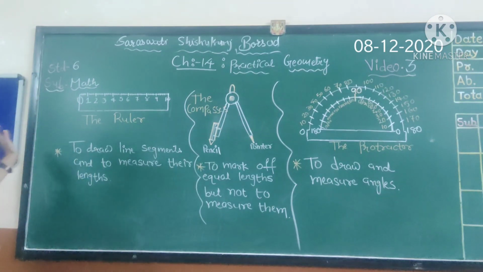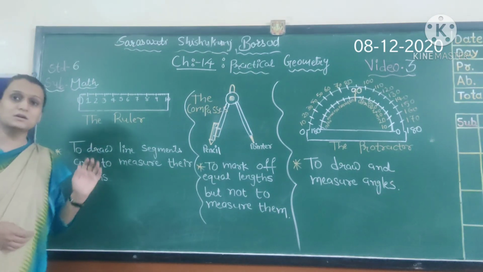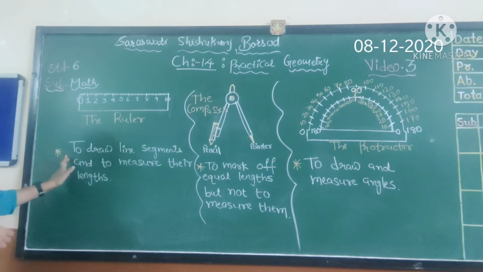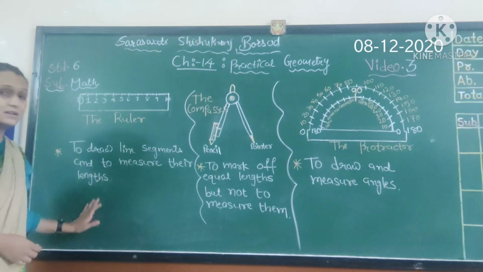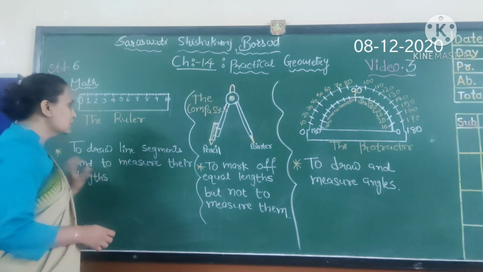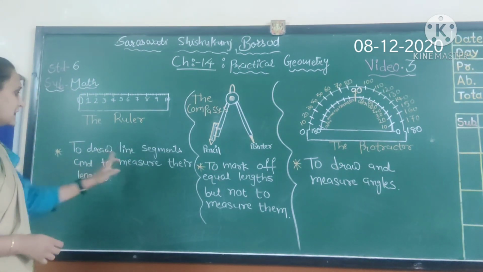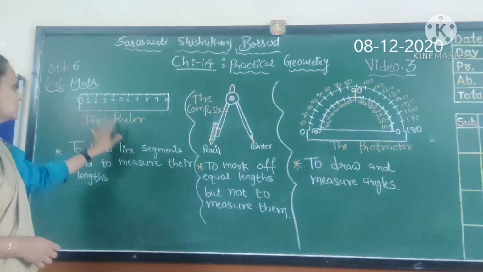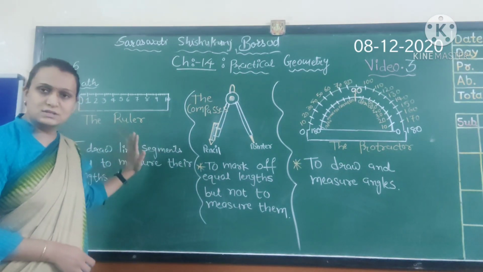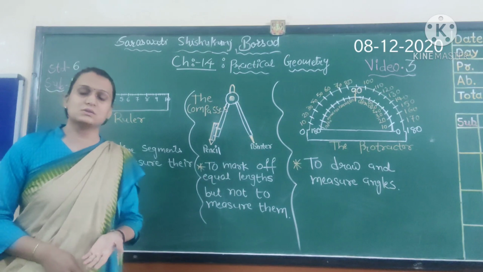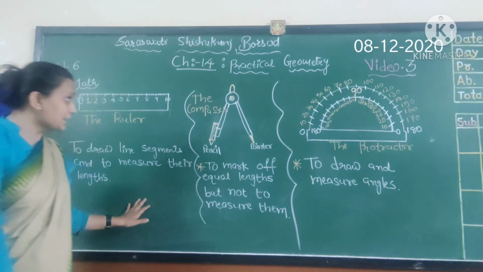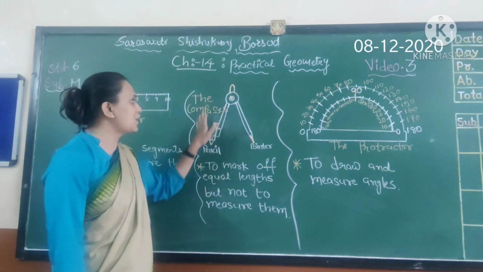Clear? So you are using a line to draw centimeter. So here you can see the ruler. So what is the basic use of the ruler? Here, to draw line segments and to measure the lengths. See, in any figure you are using lines. So for line segments and the measurement you are using the ruler. So this is known as ruler, or you can also say scale. Now in second number you can see the compasses.